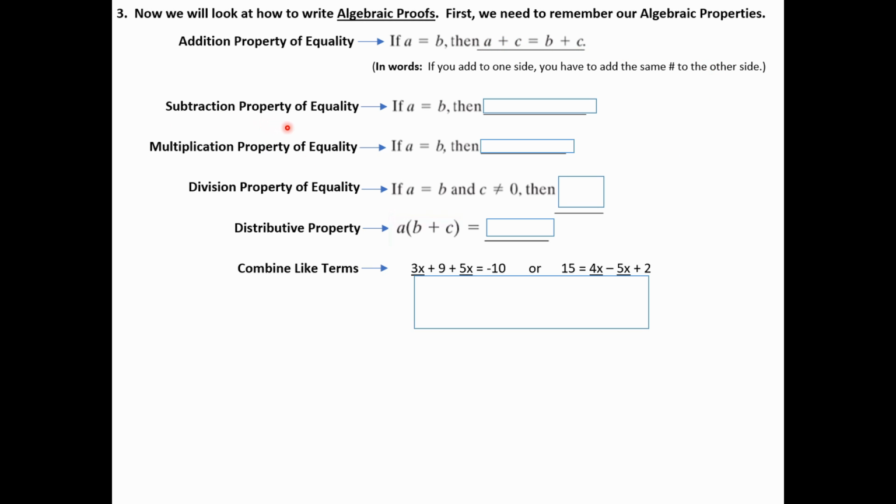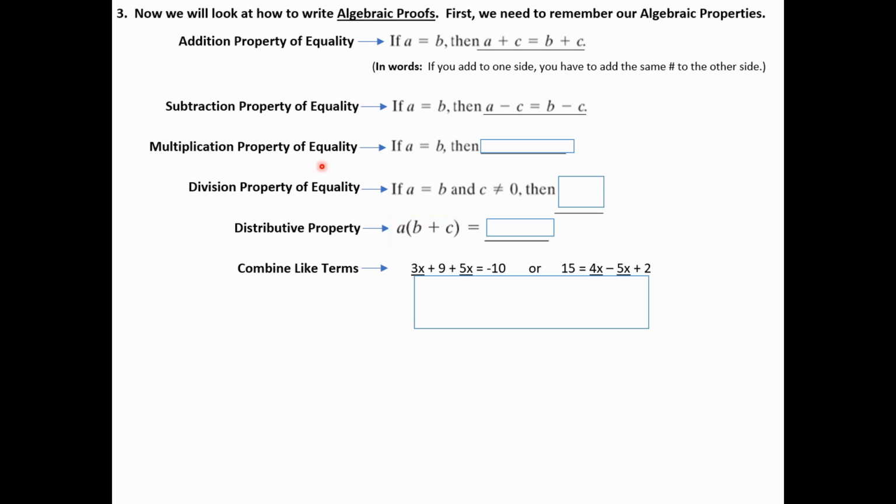Similarly with subtraction, and the property of equality that goes with that, if I have two values that are the same, and I subtract the same quantity from both sides, then they will stay equal. One way to think of this is in order for them to stay equal, I have to subtract the same thing from both sides. Otherwise, this idea of equality goes away.